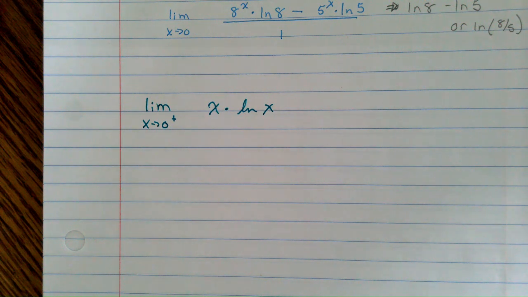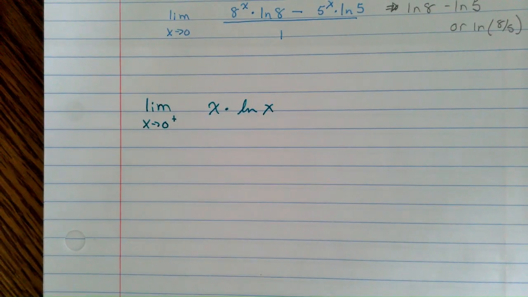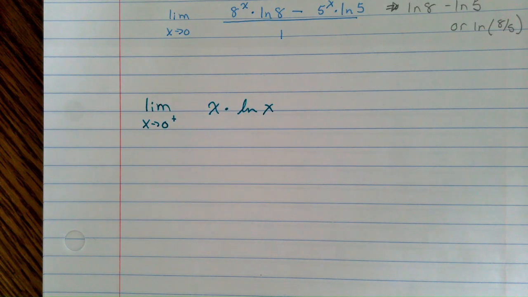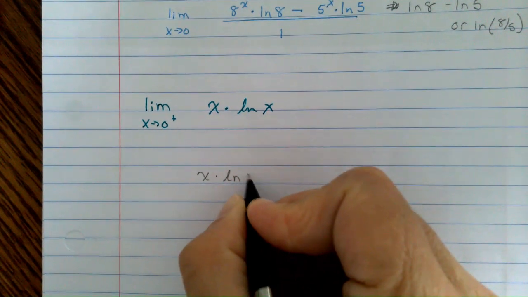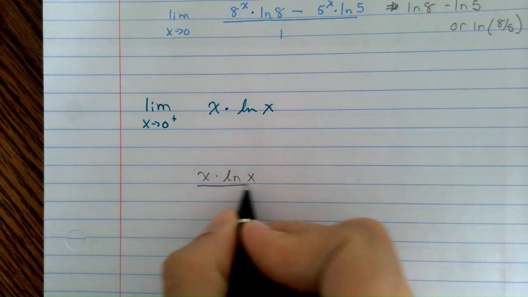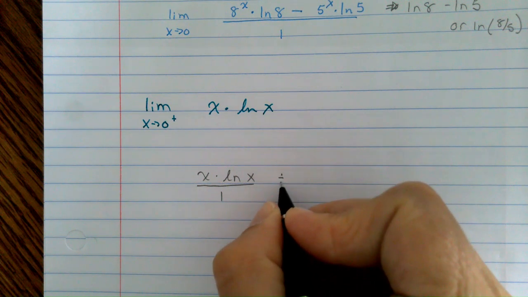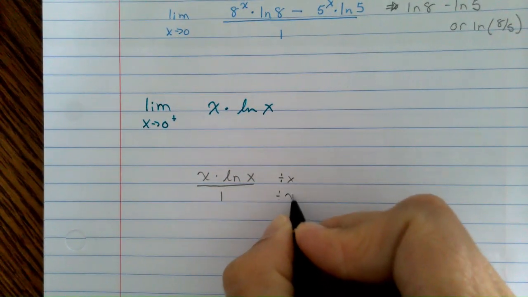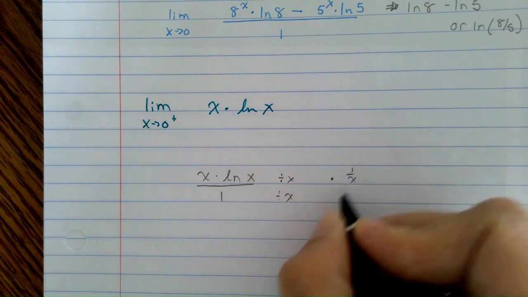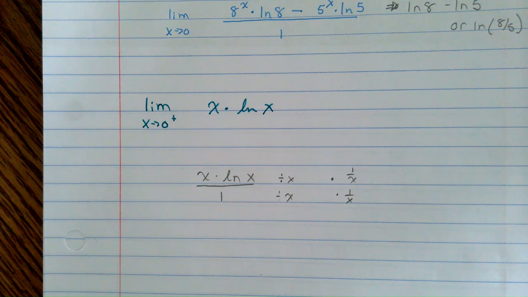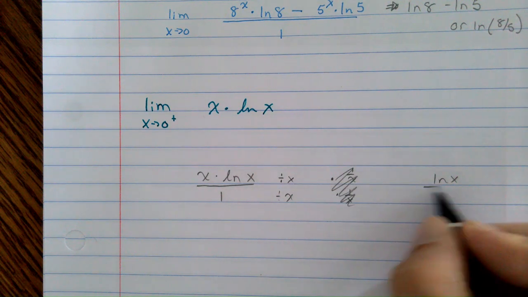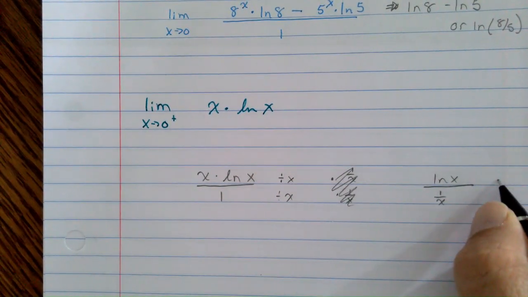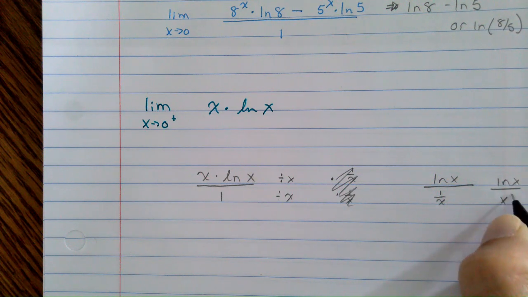So how are we going to find this limit analytically without a calculator if we can't do it? We can still use L'Hopital's, we just need to get creative. L'Hopital's is meant to be a quotient. That way we have a numerator and a denominator. So right now this is over 1. So what would happen if I divided by x? Which is the same thing as multiplying by 1 over x, right? I would get natural log of x over 1 over x, or the natural log of x over x to the negative 1, either way.